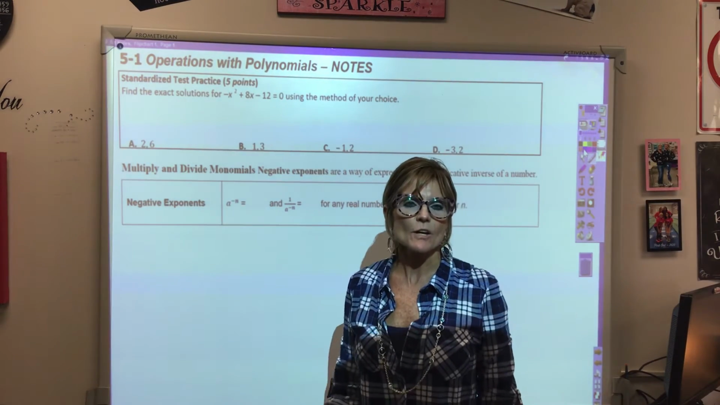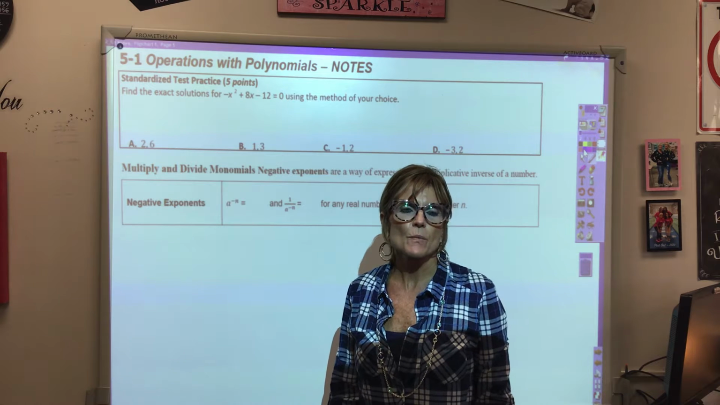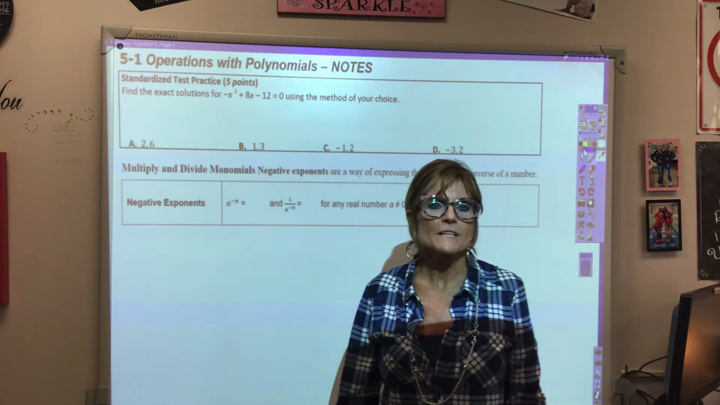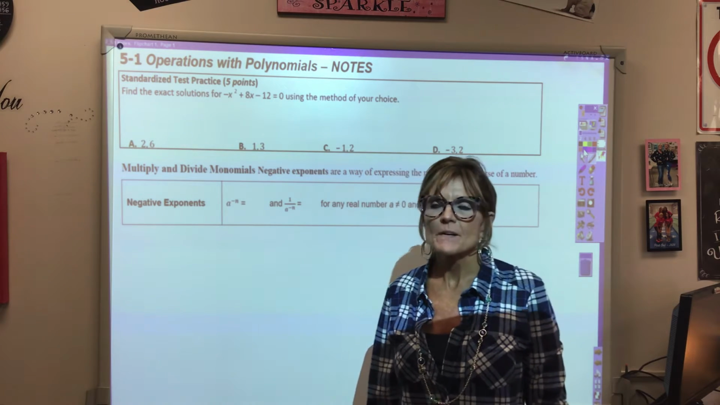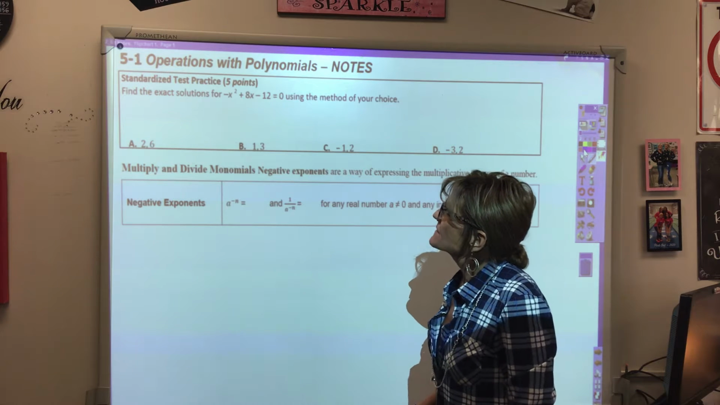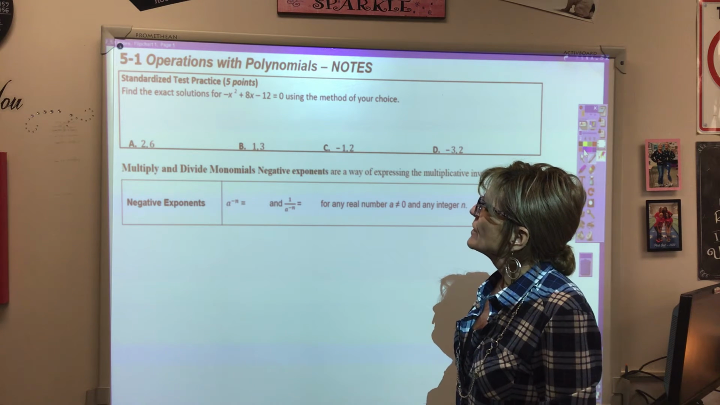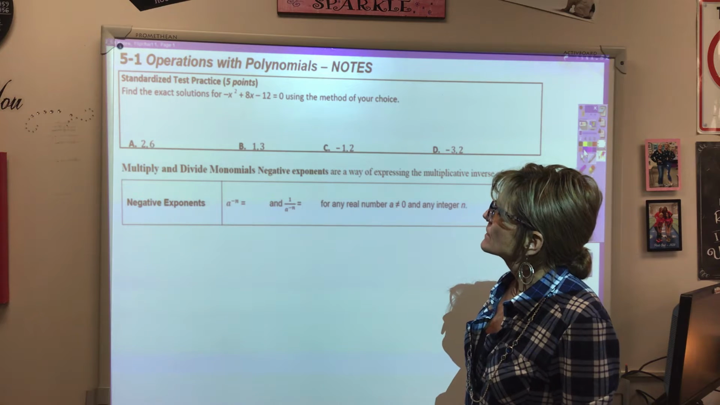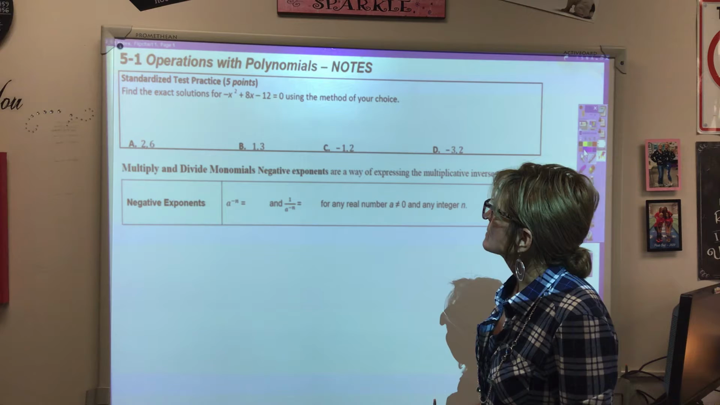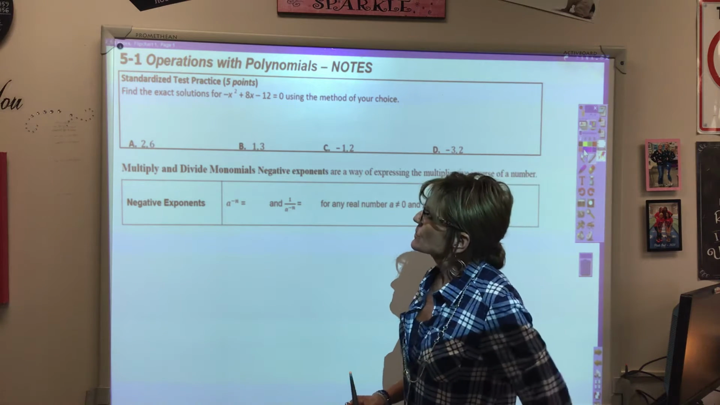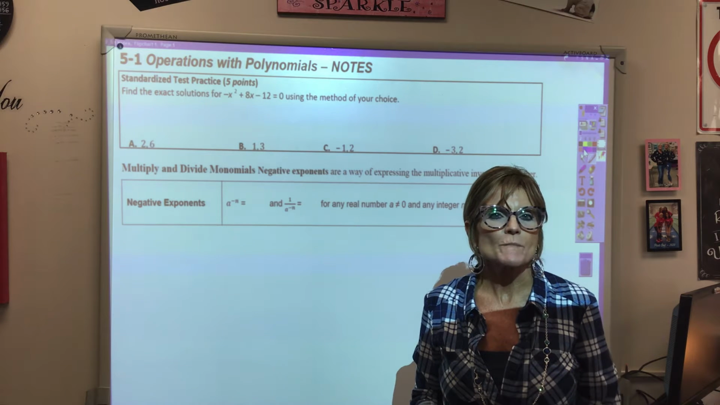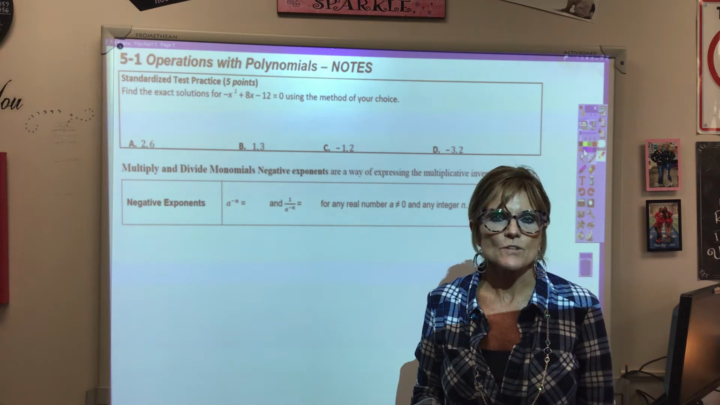Class. Today we're going to talk about section 5.1, operations with polynomials, and this will be just over page 1. So let's start off with our standardized test practice. It says find the exact solutions for the opposite of x squared plus 8x minus 12 equals 0 using the method of your choice. Well, since we just finished talking about the quadratic formula, why don't we solve it using the quadratic formula?